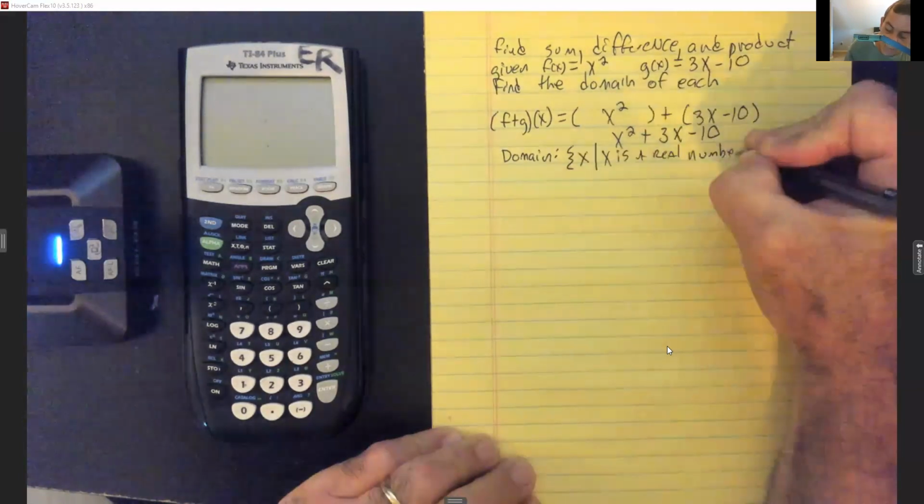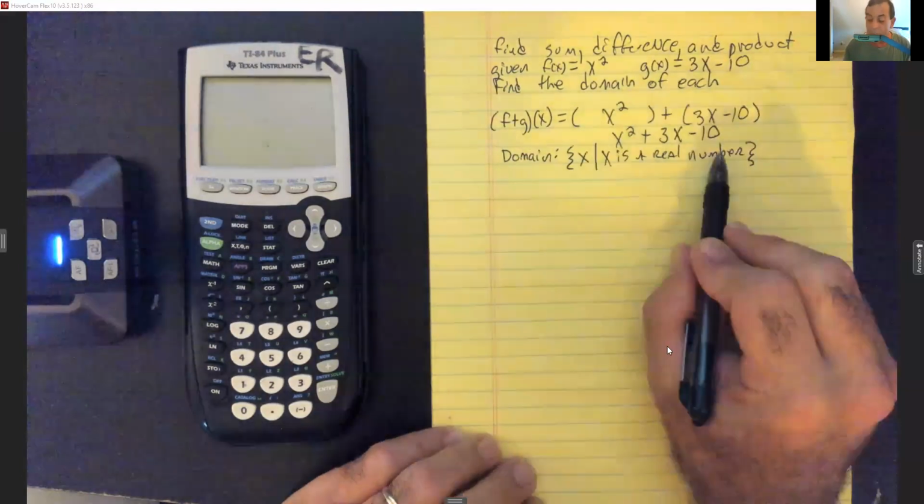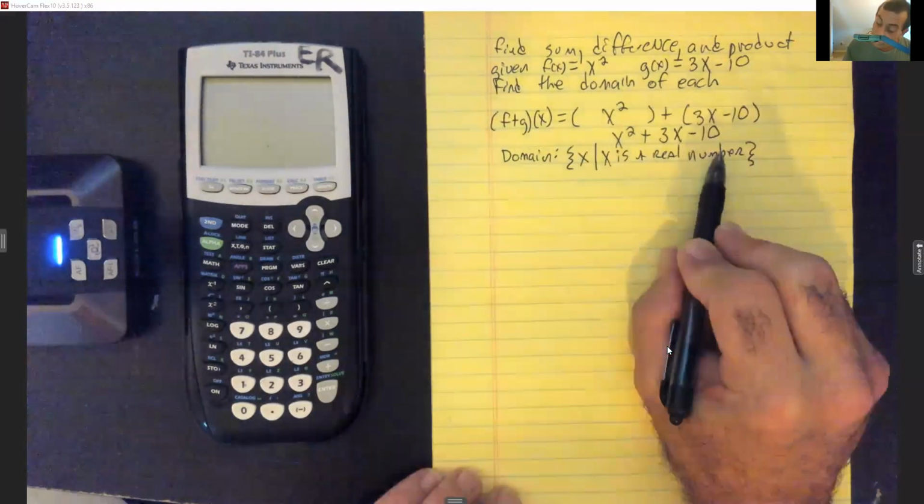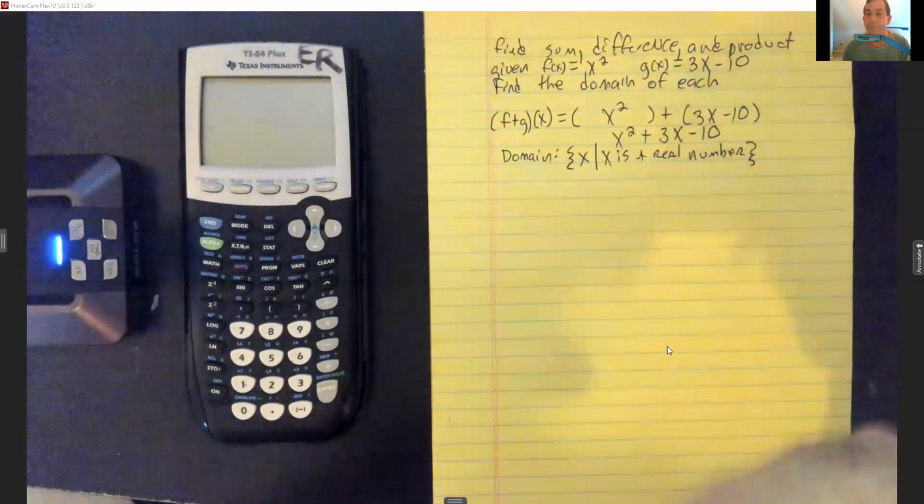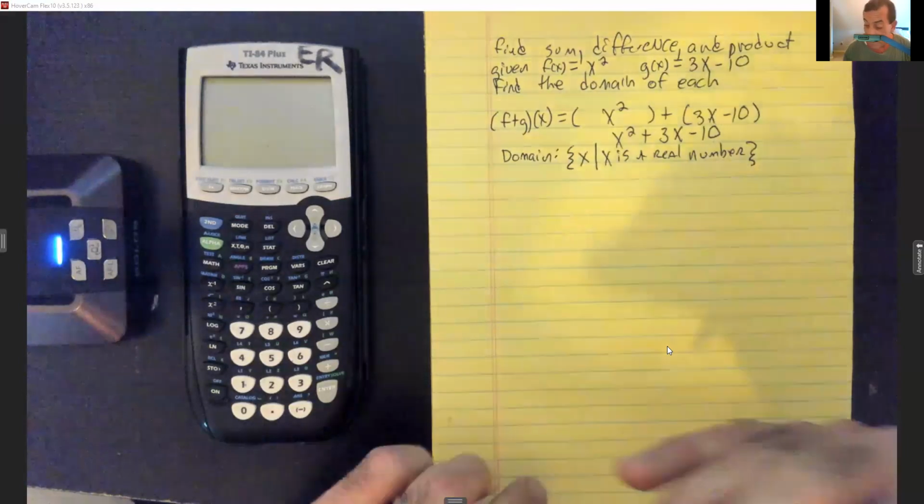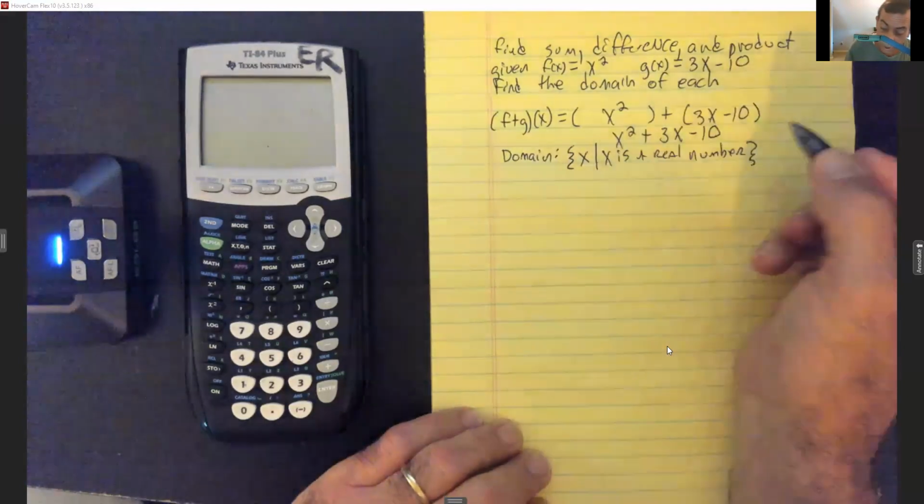And since I didn't have any fractions on this, I know it works for all real numbers, and I'm done. Remember, if this was a fraction, I would have had to set it equal to 0 on the bottom and find out what numbers might make it undefined. But I didn't have a fraction. That was just a trinomial, so we're good.